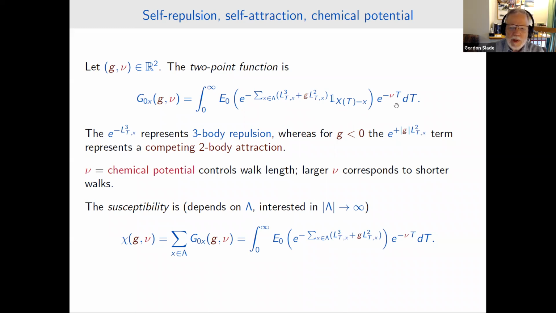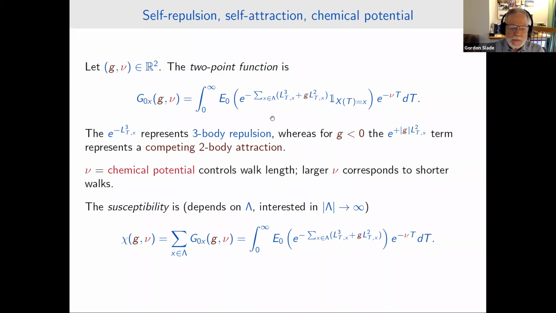So nu is a chemical potential that's controlling the walk length. So when nu is large, that makes t want to be small, and so we have shorter walks. Nu could even be negative here. This will still be a convergent integral in finite volume, no matter what G and nu are. Okay, so there are two parameters: G, which is controlling the self-attraction, and nu, which is controlling the length.